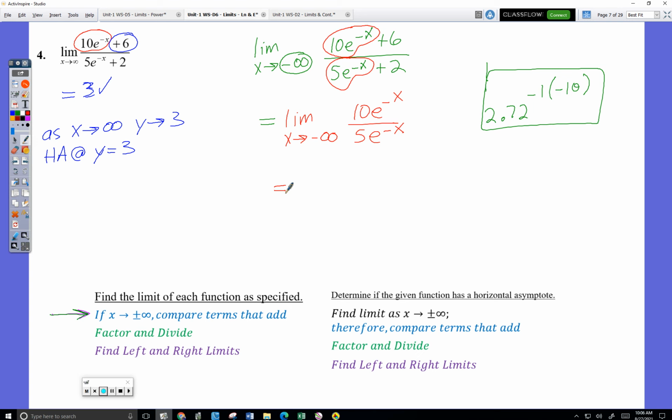There we go. Ruth? Who agrees? Keep your hands up. Point 2 for Ruth. And we found another horizontal asymptote. As x approaches negative infinity, y is approaching 2. So on the left-hand side, there's a horizontal asymptote at y equals 2. Questions about anything?